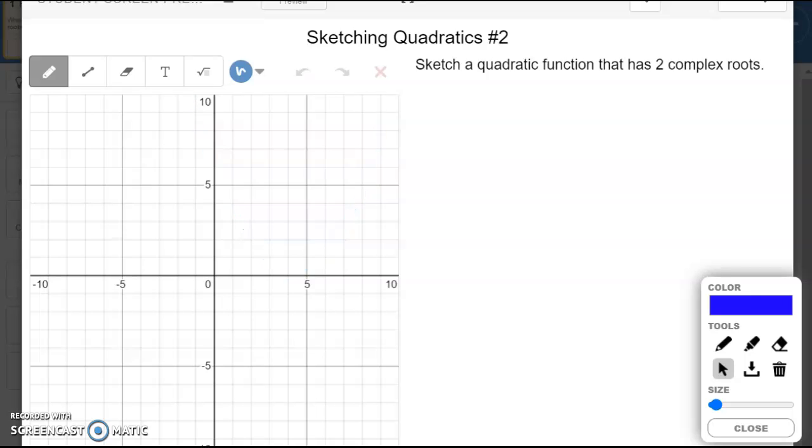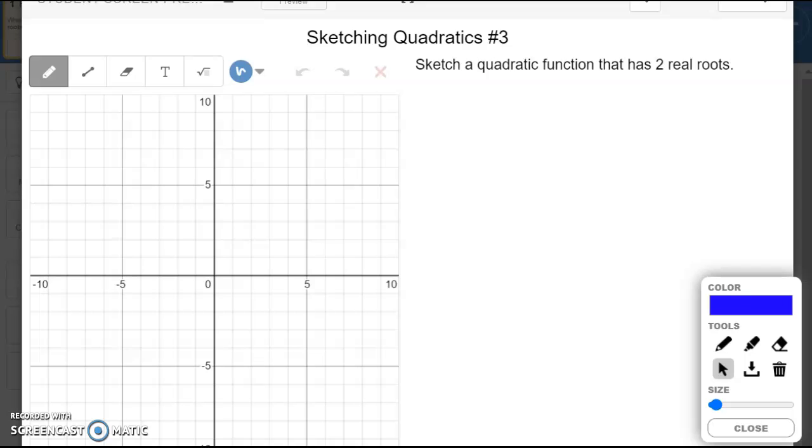Okay, so we are asked to sketch a quadratic function that has two complex roots. Two complex roots means there are no real roots. That means we do not have any x-intercepts. So I could graph any function that never crosses or even touches the x-axis. So it's a floating parabola.